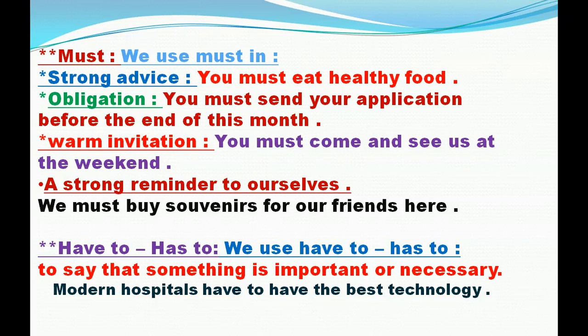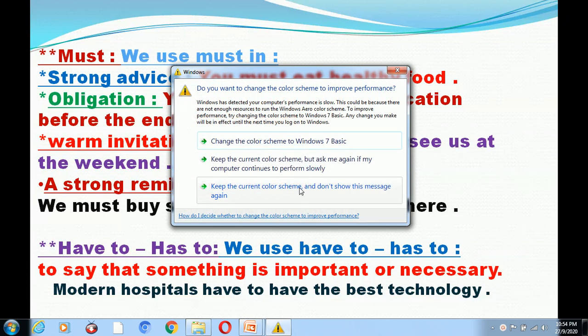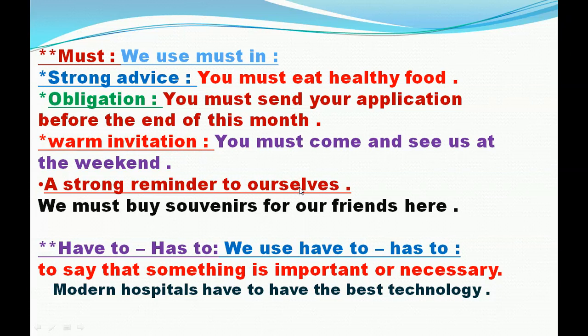Let's begin with must. We use must in number 1, strong advice. When you give advice to someone, for example, you must eat healthy food. We use must in obligation. For example, you must send your application before the end of this month. In warm invitation. For example, you must come and see us at the weekend. When we try to remind ourselves that we must do something, in a strong reminder to ourselves. For example, we must buy souvenirs for our friends here.